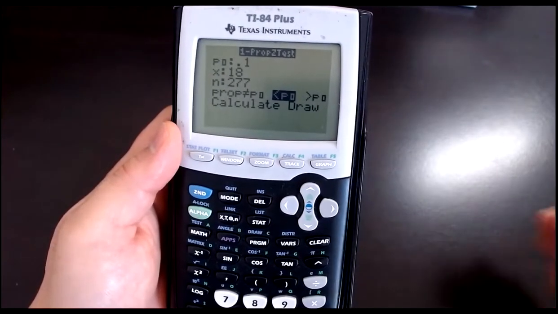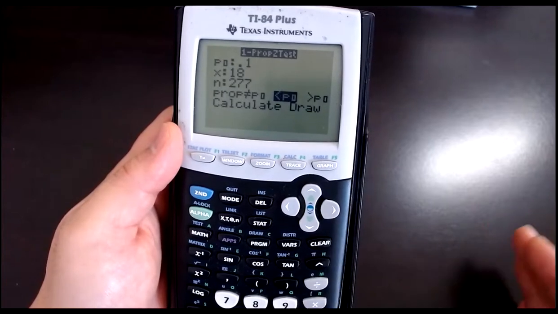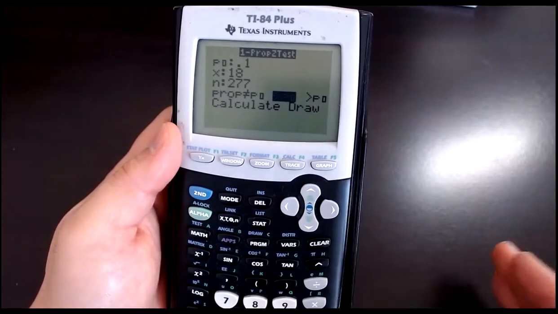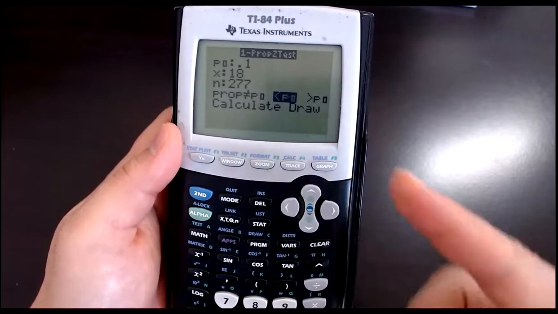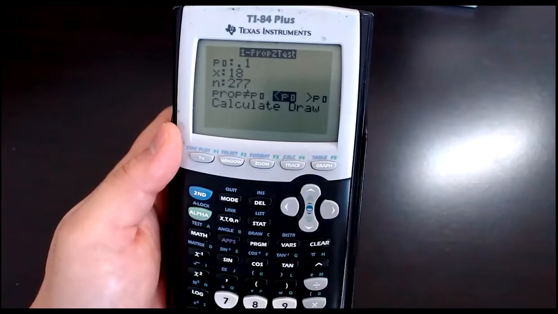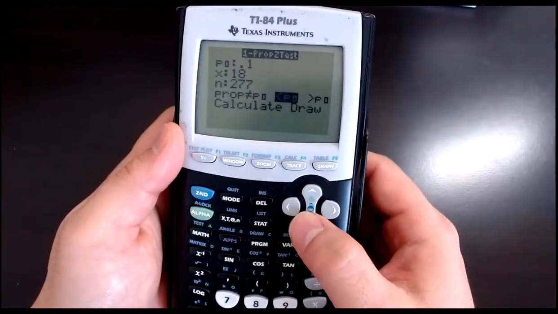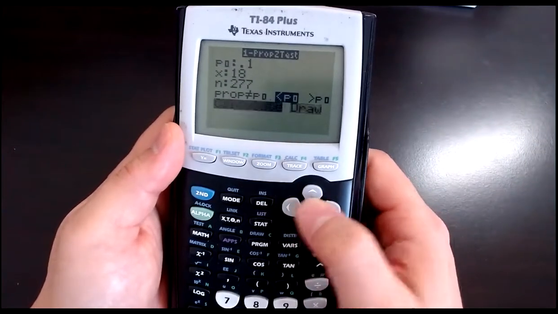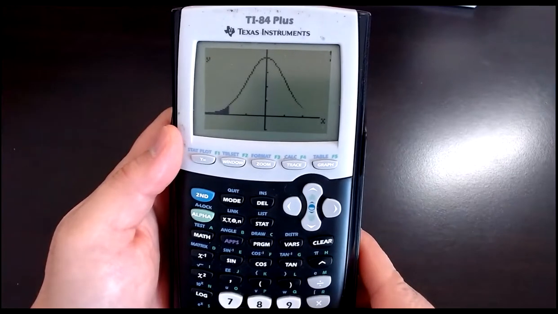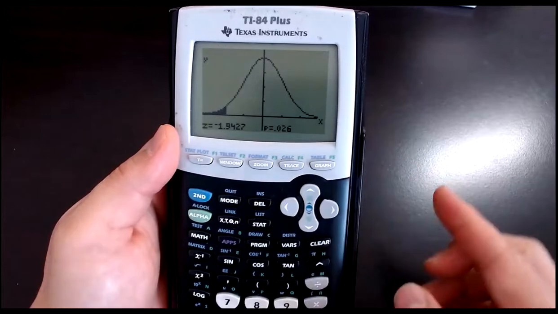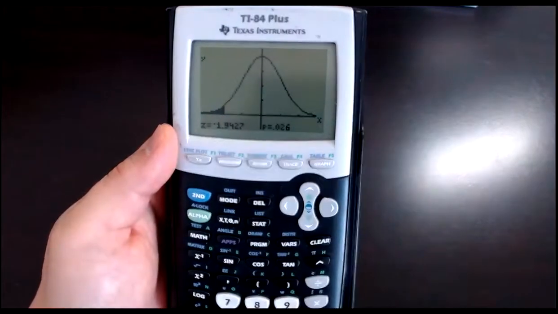We figured out that in the alternative hypothesis, p is less than 0.1. Here, p is the population proportion, less than 0.1. So in the calculator, p sub naught denotes 0.1, right? Now we can use the calculator's draw. Let me use draw, okay? Draw. Then we get the sampling distribution with that shaded region right there.